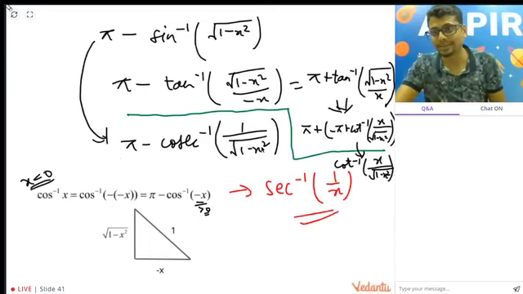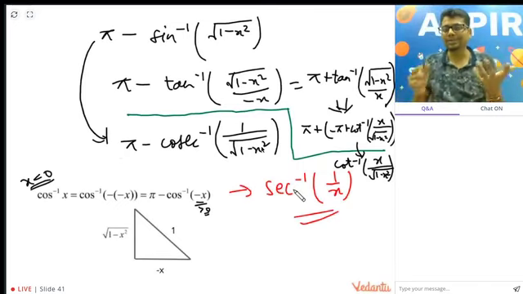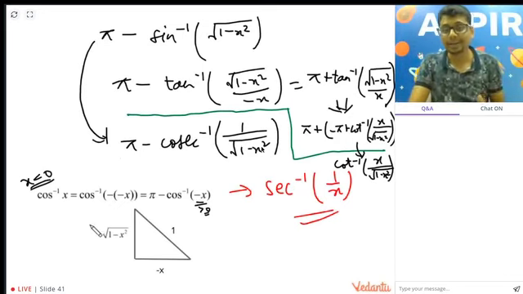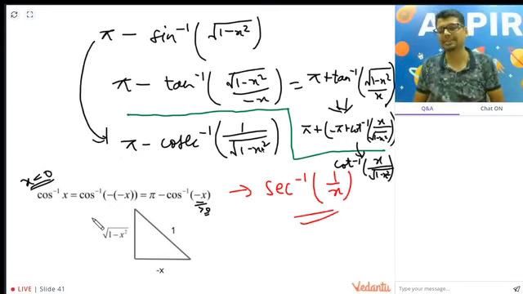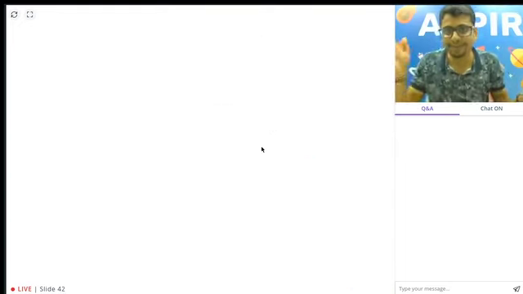Isn't it pi plus sine inverse? No, it is not pi plus. It is pi minus sine inverse, perpendicular upon hypotenuse. That's it. So when it is positive, directly use base, perpendicular, hypotenuse. When it is negative, convert it to positive. That's it. All right, so let's jump on to the laboratory part.